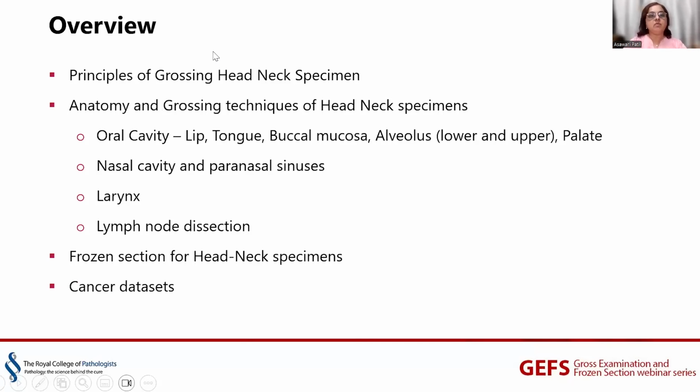So let's start with the overview. What are we going to cover today in this webinar? First of all, I'm going to discuss principles of grossing head and neck specimens, followed by a brief discussion on anatomy and grossing techniques in four major subsites in head and neck. One is oral cavity, second is nasal cavity and paranasal sinuses, then larynx, and lastly lymph node dissection. Then we'll have a discussion on frozen section, how it is useful for head and neck specimens, and I'll discuss cancer data sets, their importance, and what the cancer data sets are for different subsites in head and neck before we end this webinar.